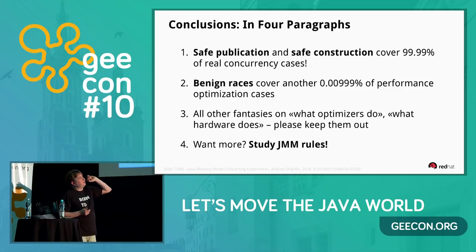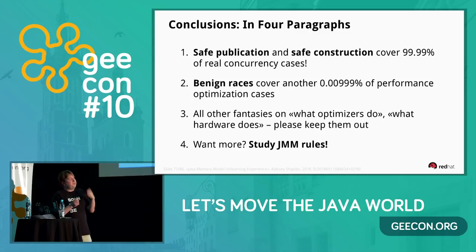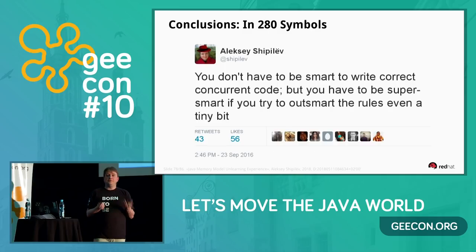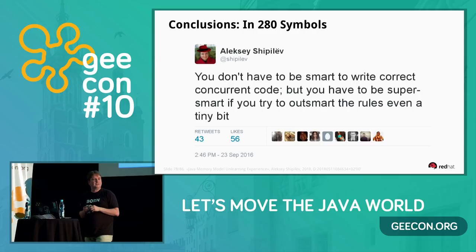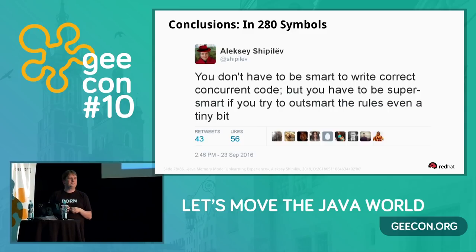In some very diminishing number of cases, you can get away with benign races. Everything else, including reasoning about what optimizers do, what is said in the JMM, what the hardware does, while it's good and interesting trivia that you can talk about at conferences, doesn't really constitute a rigorous proof. If you want rigorous proofs, you have to do JMM rules. But the point is, you don't have to do this if you just know these two rules. Okay? And the parting thought: you don't really have to be smart to write correct and efficient concurrency code. But you have to be extra smart if you try to bend the rules just a little bit.